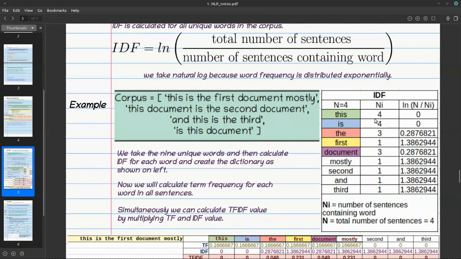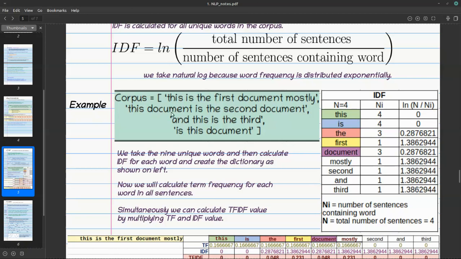So if the word is occurring in each document, the IDF is literally 0. 4 by 4 is 1, correct? So ln of 1 is nothing but 0. So TF-IDF would be 0, right? However many times this word occurs, the total TF-IDF would be 0.